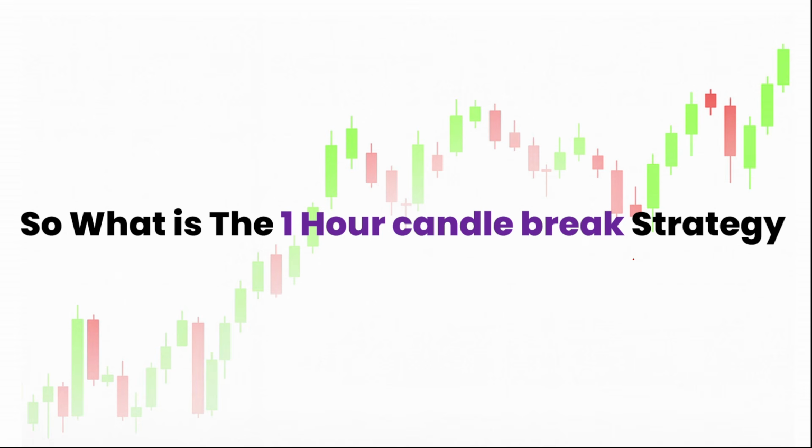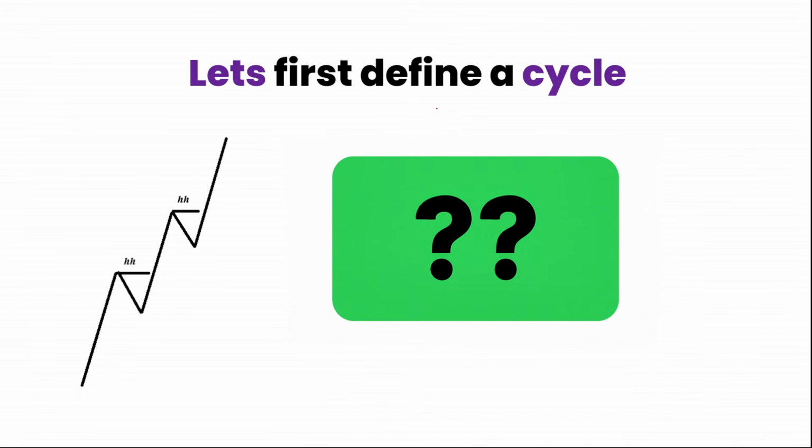So what is the 1 hour candle break strategy? Let me explain. Firstly, let's define a cycle. A cycle is an advanced view of the market structure. 3 impulses like 1, 2, and 3 leads to what we call a market reversal. An impulse is valid if it breaks the high of the previous impulse, that is in the upward market context, or the previous low in a downward market context.